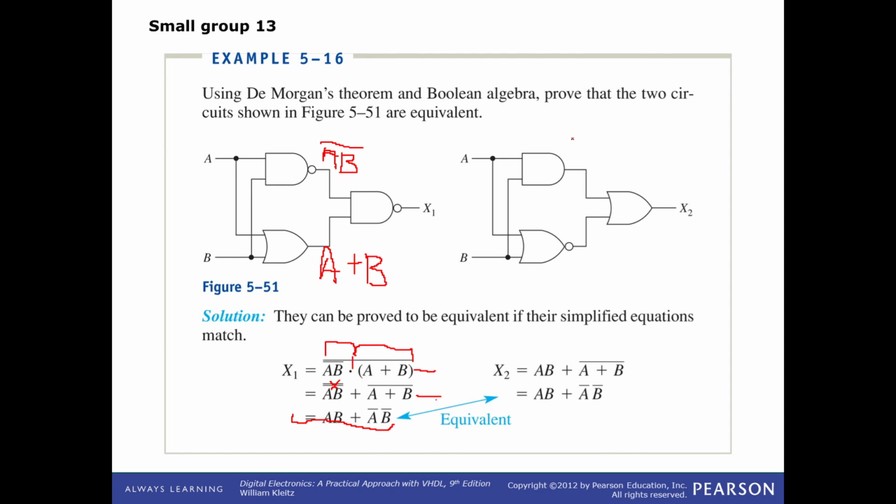For the second circuit, we have A ANDed with B, and then here we have A NORed with B, so there's a big bar over the whole thing. And then these two values are then ORed together, which gives us this here. And in one step, just applying DeMorgan to this part, we break the bar, flip the sign from an OR to an AND, we get this equation, and we can see that that is equivalent to the first equation.